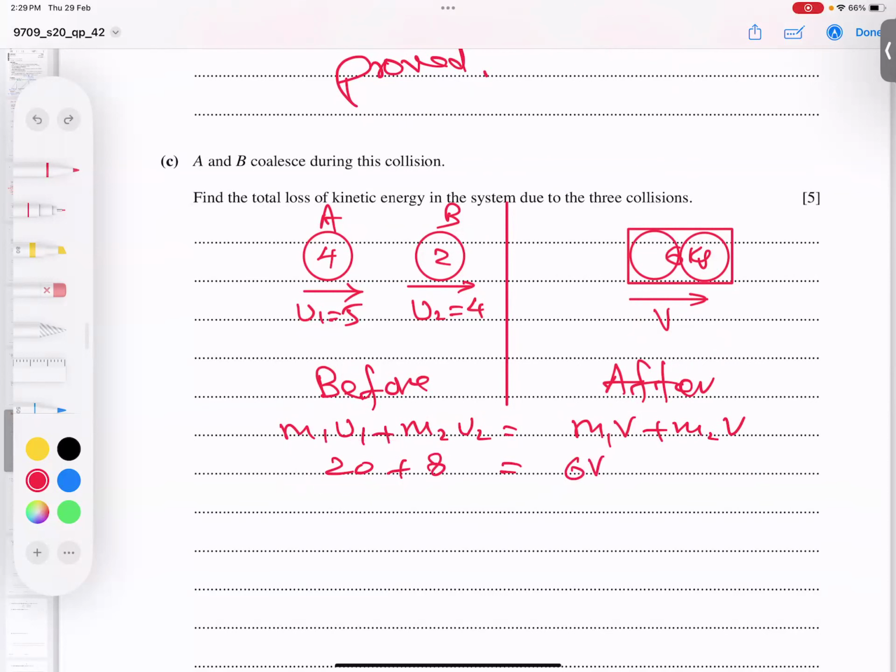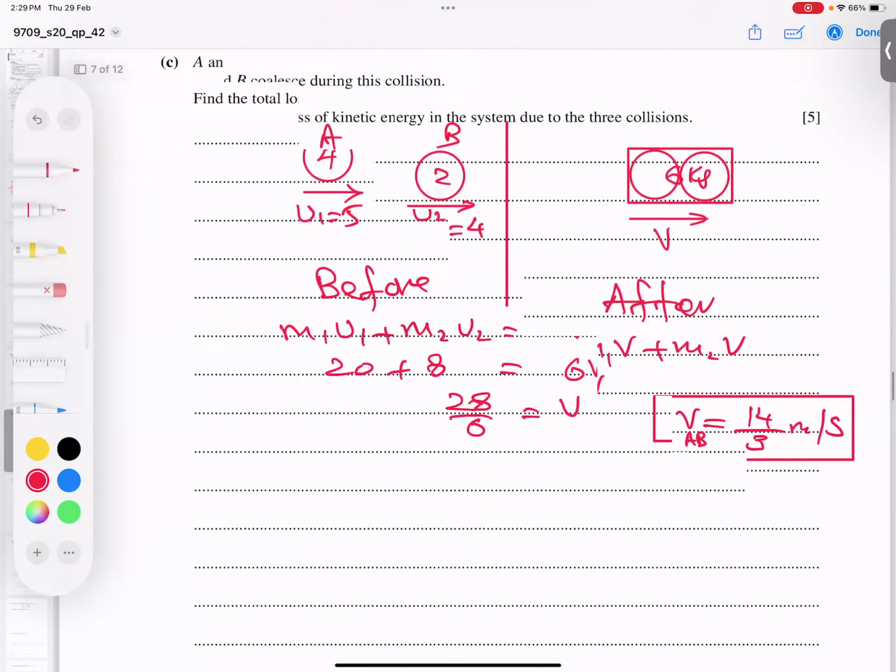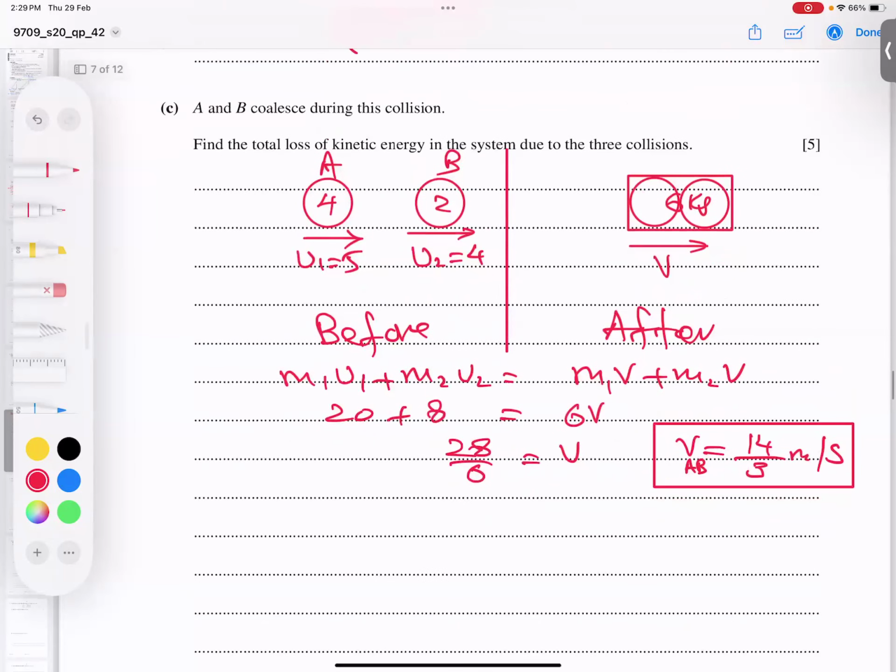So 28 by 6. If we type it in the calculator or simplify, it is coming 14 by 3 meter per second. You can say the velocity of AB combined. But what is he asking for? Total loss in kinetic energy in a system due to the 3 collisions. So at the starting stage, we needed to find.